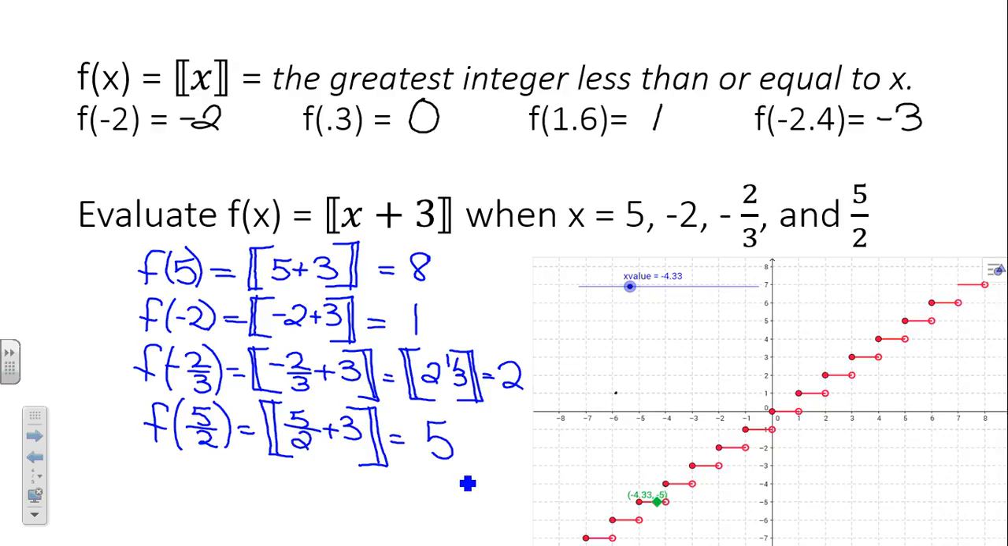Make sense? You've never been exposed to this. This is simply an exposure thing. I'm not necessarily going to ask you to graph a step function on a test or a quiz, right? But I want you to see it, because there are real life applications to these types of problems. Make sense? All right.